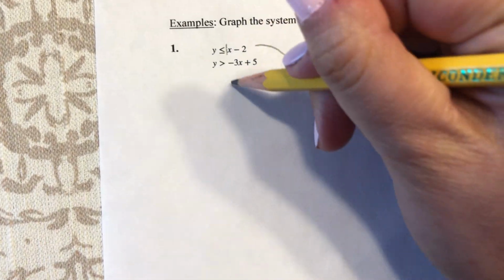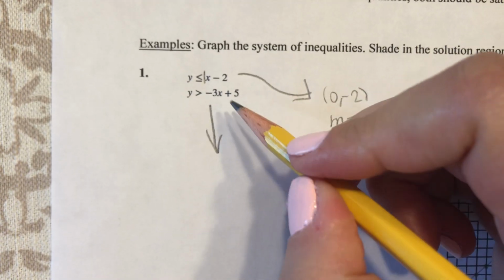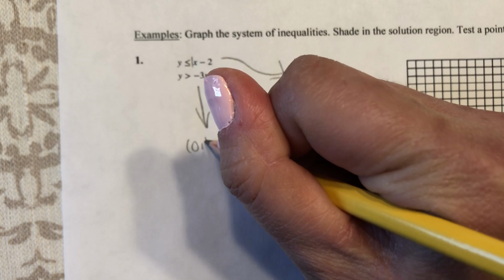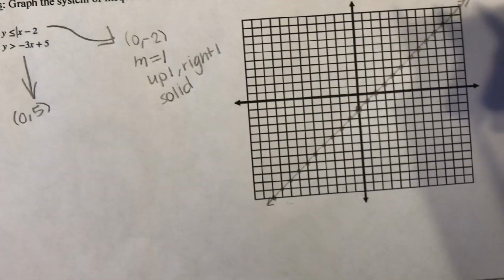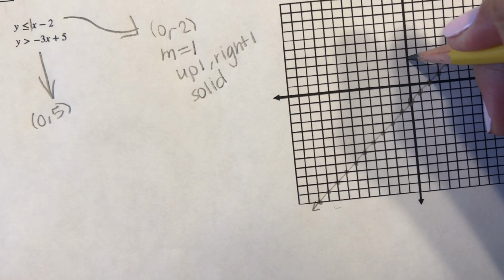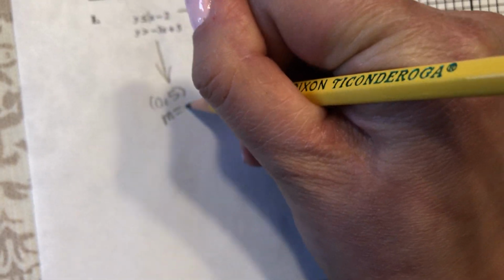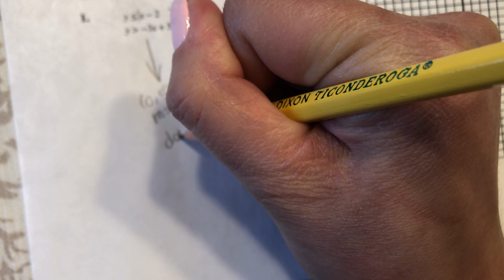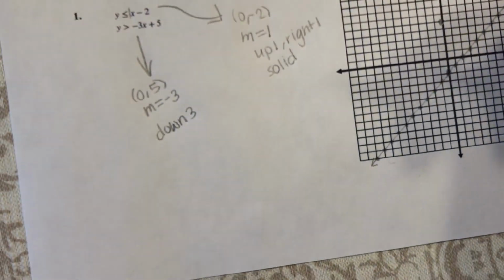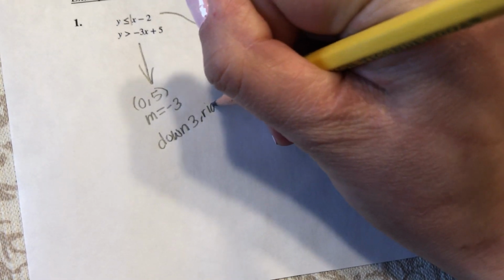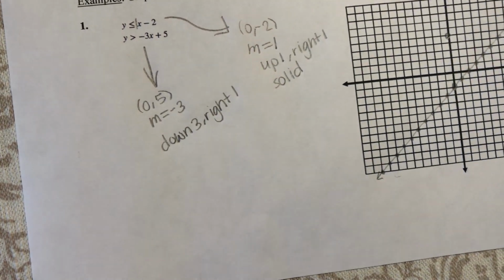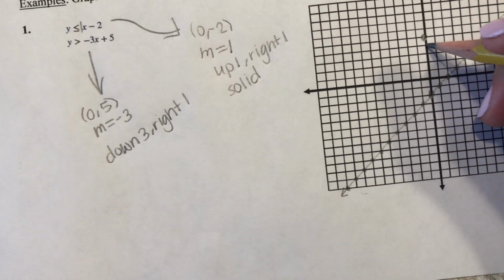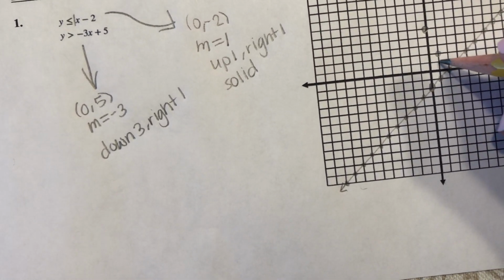So for this other one, again, y is already alone. I'm just going to graph this new one. My y-intercept is (0, 5), because my b is 5. So I go 1, 2, 3, 4, 5. My slope is -3, so that means down 3, right 1, because -3 is the same as -3 over 1. So down 3 over 1. Down 3.